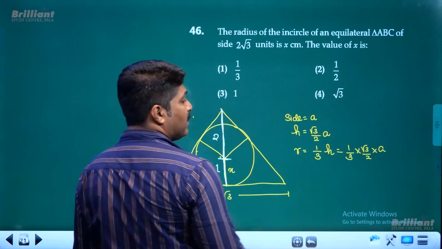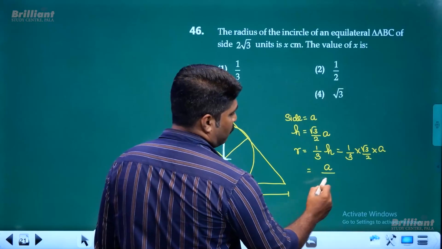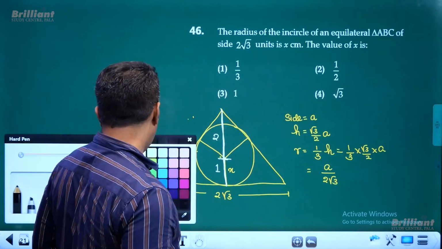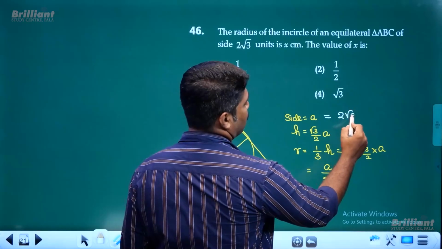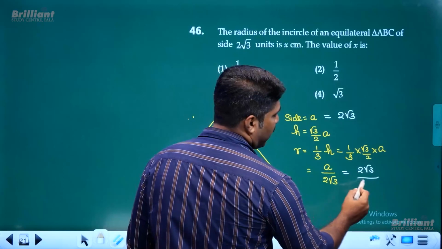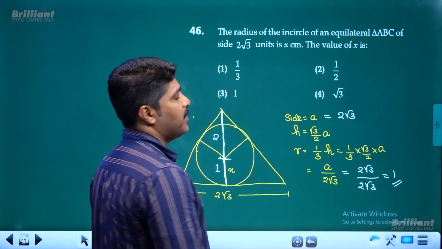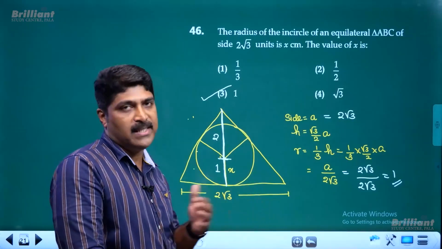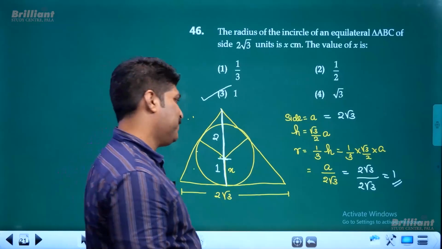While simplifying this, it is equal to a by 2 root 3. Then we can apply this one. Here it is given that its side is equal to 2 root 3. Therefore, what is the radius here? This is 2 root 3 by 2 root 3. What do you get? That's equal to 1 centimeter. Here the answer is 1 centimeter. So it's a result-wise approach. Based on these results, we are applying it directly. Clear?